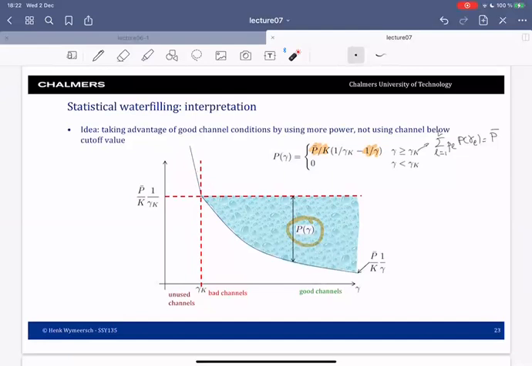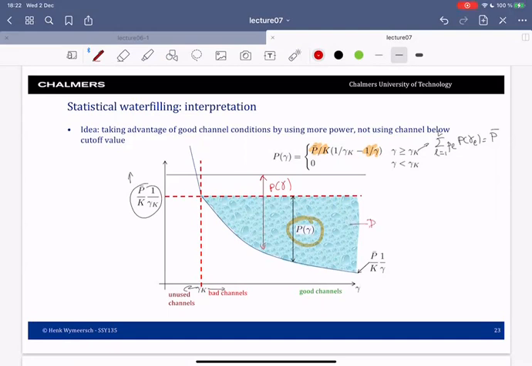And now this cutoff value, gamma k, I can move it to the left or to the right. And what happens then? If I move it to the left, then this value will go up. And then this horizontal line will also go up, which means I'm increasing my water level. And that then means that the total power I will allocate will also increase. Right, this will be my new P of gamma. And that means that in total I have more power to allocate. So that means that I will have a higher average power.